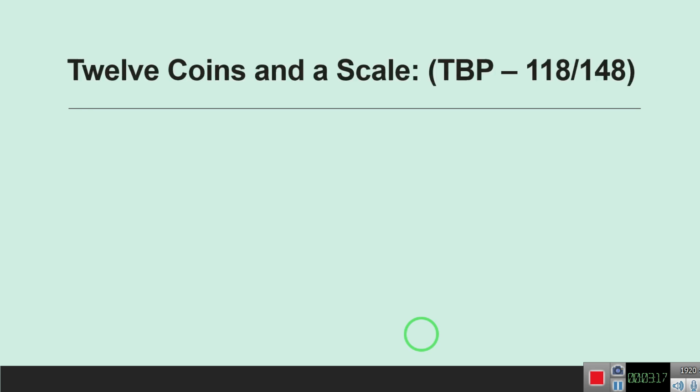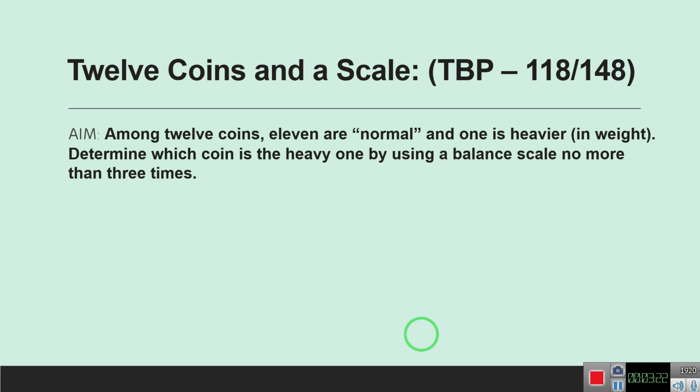Let's have an example. One example is the 12 coin and scale method. Among the 12 coins we have, 11 are normal and one is heavier in weight. Determine which coin is heavy by using a balance scale no more than 3 times. So we have given a balance scale. We have to use only 3 times that scale to get the heavy coin out of 12 coins.